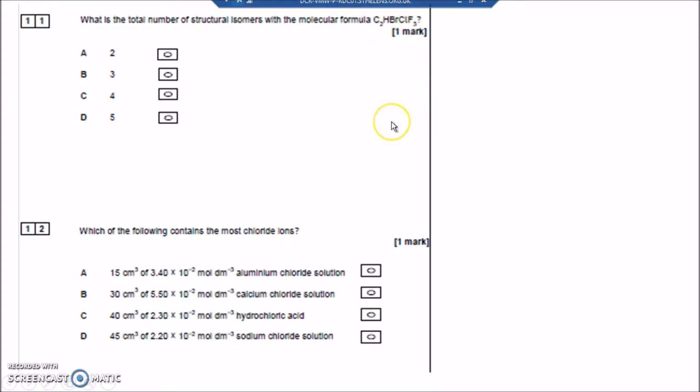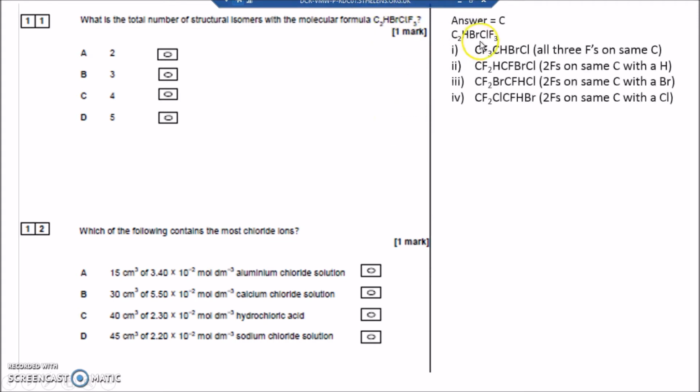We've got to work through the combinations. So let's have a look at the combinations of that. So I could have all of the 3 Fs on the first carbon. Carbon number 1 could have 3 Fs, and then the H, the Br, and the Cl go onto carbon number 2. So if there's not 3 Fs on the first carbon, then there could be 2 Fs on the first carbon, and then, if there's only 2 Fs, what else could be on the first carbon? Let's say there's a H, and then everything else, the F, the Br, and the Cl that are remaining, go on the second carbon.